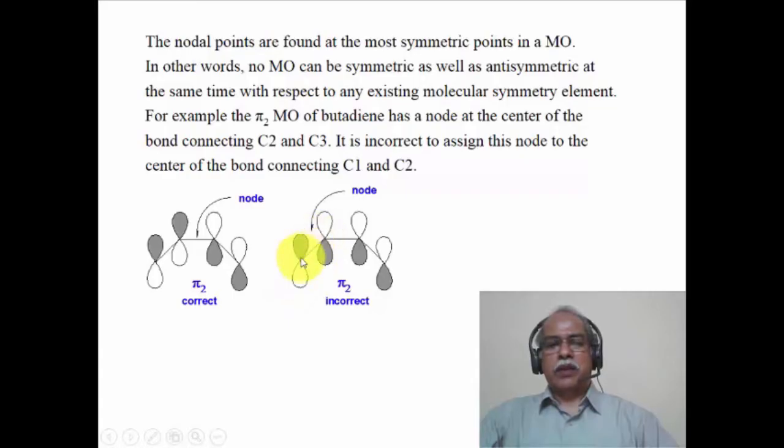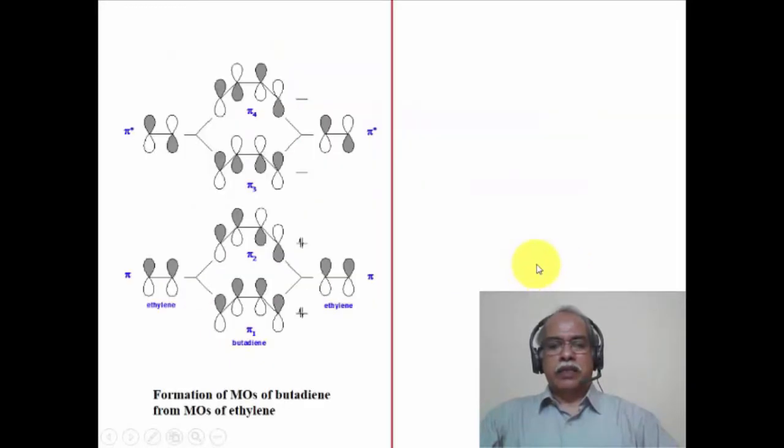not at an unsymmetrical point. In this particular picture, the nodal point is here, where there is a change in the algebraic sign passing through the node. In other words, a change from the gray shaded area with the positive algebraic sign to the empty lobe here with the negative algebraic sign, for example. So it is important to place the node at the most symmetrical point of the molecular orbital in any molecular orbital construction.